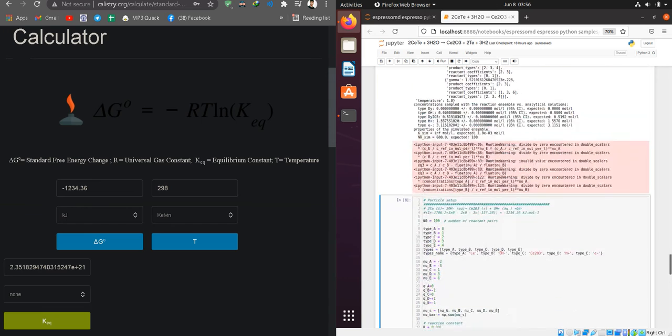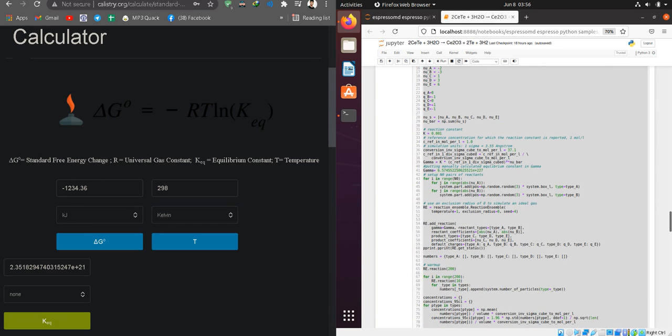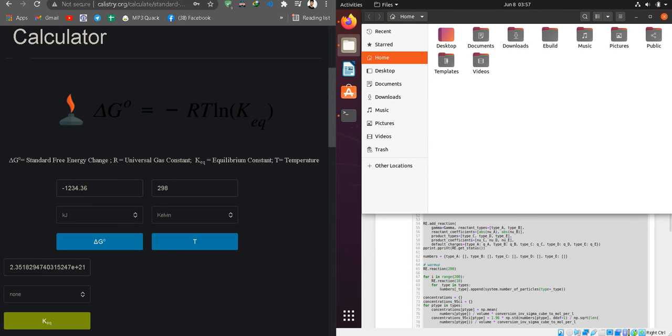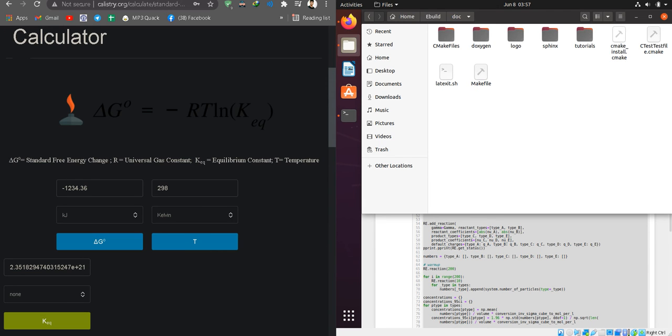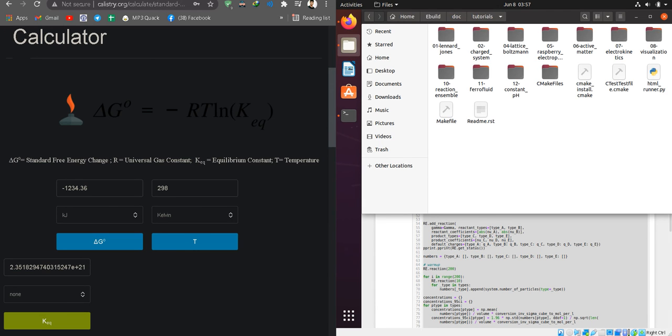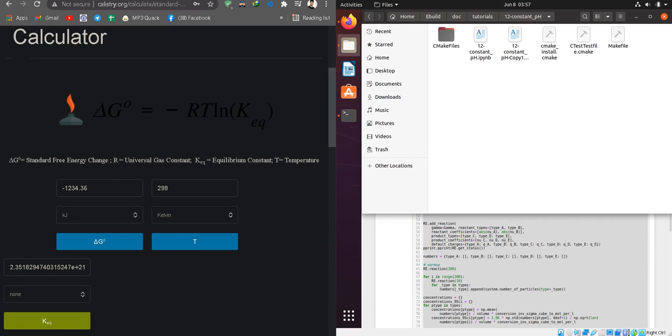That's it. ESPResSo didn't contain any reaction ensemble tutorial. See, in the build, this is my build folder, docs, tutorials. There are like 12 tutorials. It had a constant pH interactive Python tutorial, but for reaction ensemble, it had nothing. So it was created. I mean, these two are basic: this is for polymer reaction ensemble, and this is for simple ionic.